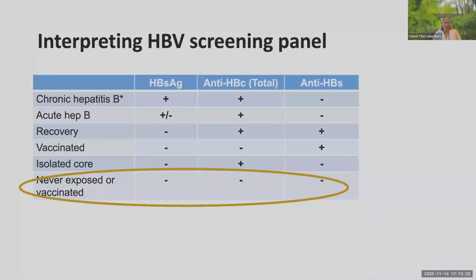I mean, it's possible that they were recovered and that they lost core antibody. In some longitudinal research cohorts that I've worked in, we've seen very few people lose core antibody, but in those situations, they also tend to lose surface antibody. So in my mind, it would be a very rare scenario that someone would be only surface antibody positive and have not been vaccinated.